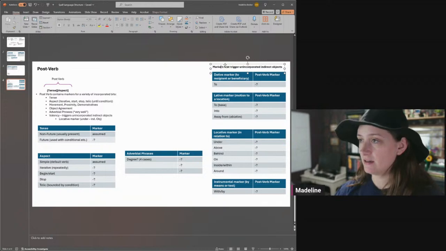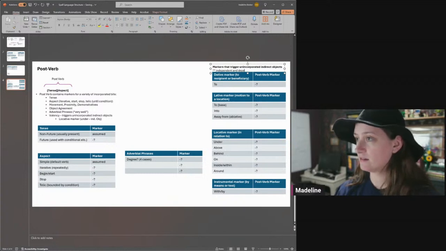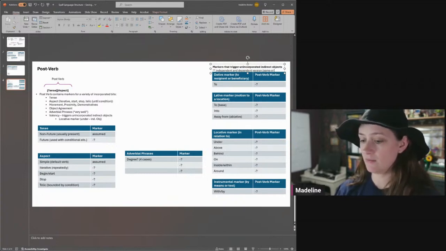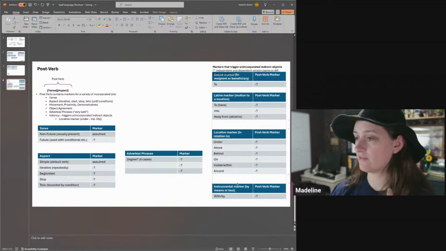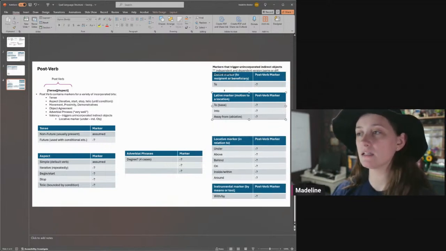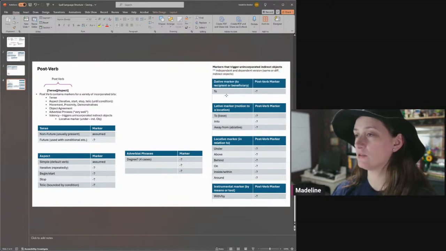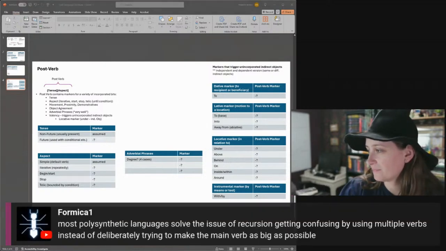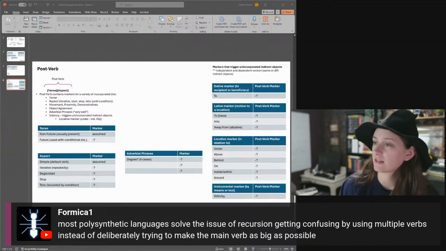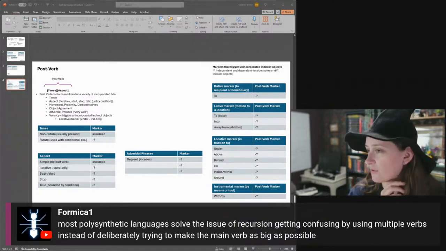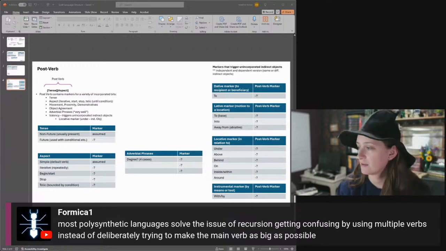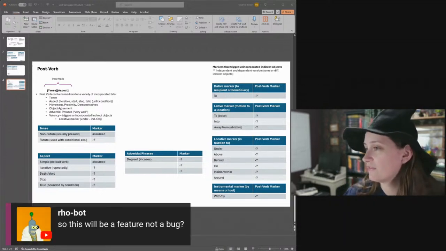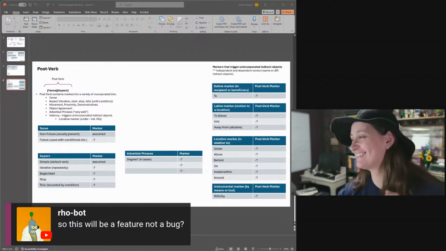But I do like the idea of having an independent and dependent version. Same or different. I'm going to mark that up here for now, because I'm not sure yet if it would make sense for any of the other ones to potentially be combined. So I might want to end up adding it to more of them, because for the most part, I think they would add different things, but I'm not sure. Most polysynthetic languages solve the issue of recursion getting confusing by using multiple verbs instead of deliberately trying to make the main verb as big as possible. Yeah, that makes sense. So this will be a feature, not a bug. Yes. Feature. Definitely a feature.